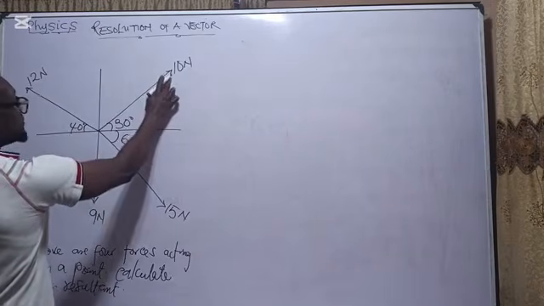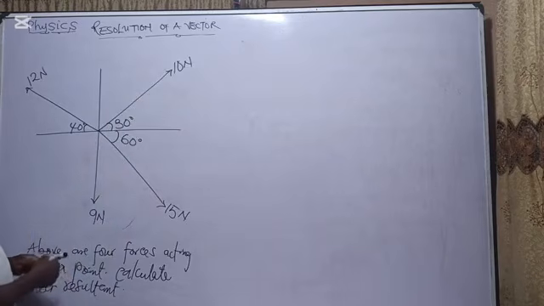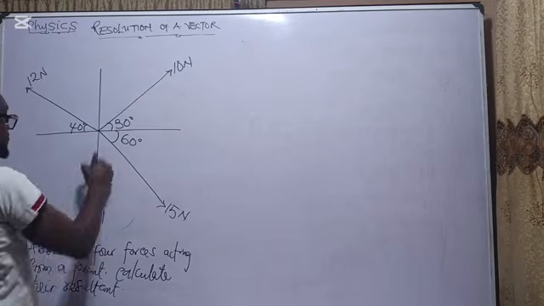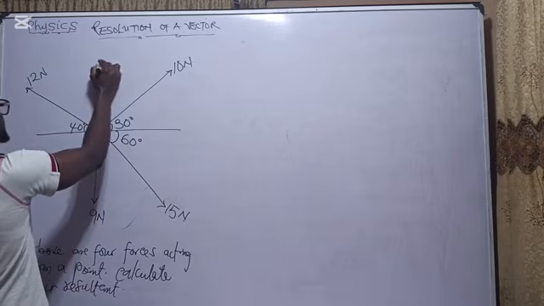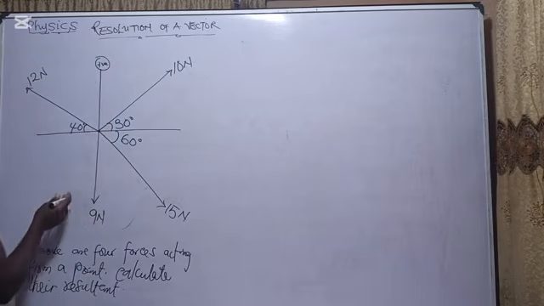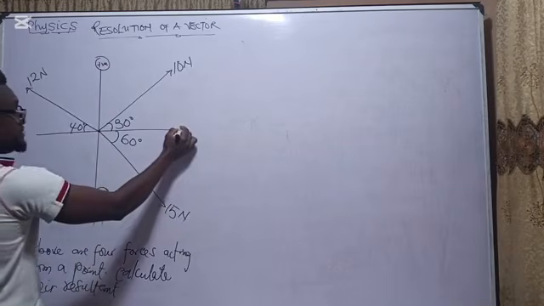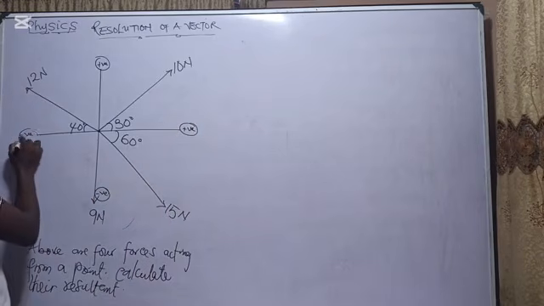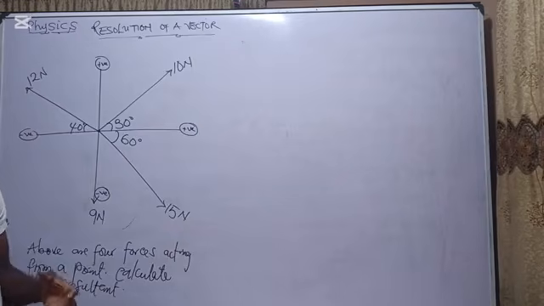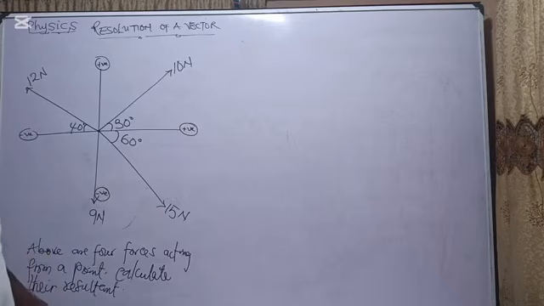Now we start with this 10 Newton. We are going to resolve the 10 Newton along vertical and along horizontal. Now I want you to remember, when you have components, that's the x and the y components, here is a positive component of y, while here is a negative component. Here becomes a positive component of x, while here is a negative component. So you have to consider it, because direction is very important whenever you are dealing with a vector.